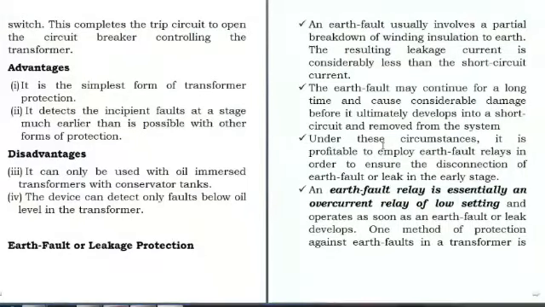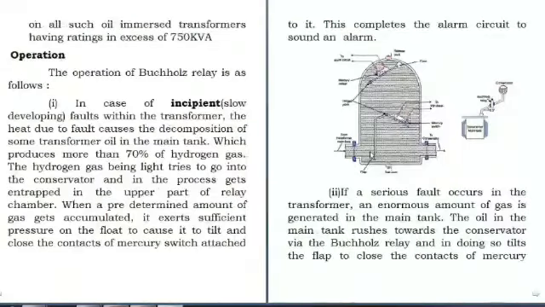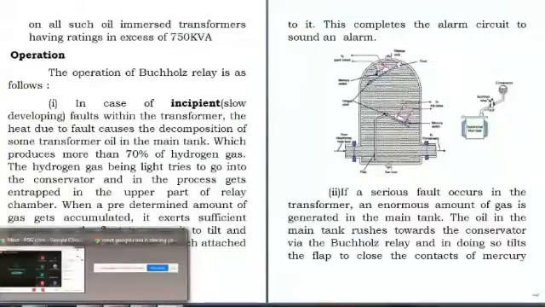It detects the incipient faults at a stage much earlier than is possible with other forms of protection. So this is practically used in transformers having a rating in excess of 750 kVA. This method is applicable for protection of transformers which have higher ratings.